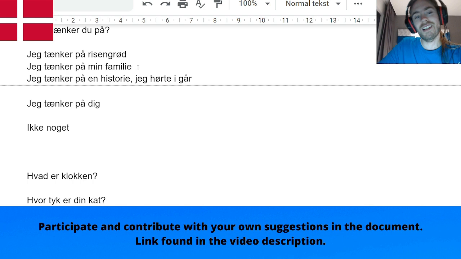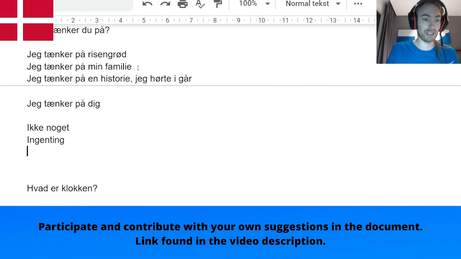What else could it be? Ingenting. Nothing. This literally means nothing. Ikke noget is also nothing, but it's more like not anything. Ingenting is literally nothing. In this case, though, they have the same function, so you don't need to worry about which one to use here. Jeg tænker ikke på noget. Jeg tænker på ingenting. Well, it's rare that people say jeg tænker på ingenting, because if it's nothing, then they don't have to announce it.